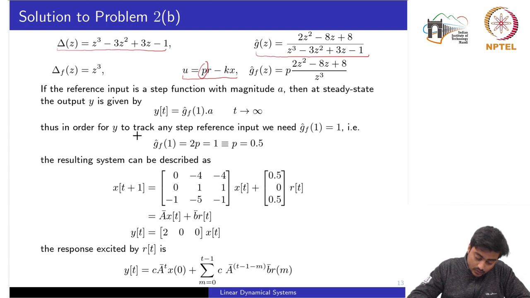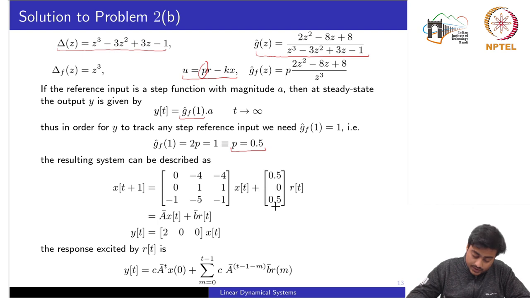Thus, in order for Y to track any step reference input, we need this factor to be equal to 1. That is, if I compute G hat F of 1, we will get twice of P from here. And if I substitute z equal to 1, we get P equal to 0.5. Okay. So the state feedback gain matrix or the vector would remain the same as we have computed in part A. Now to track any reference input, we need to compute this P, and this P is supposed to be 0.5.